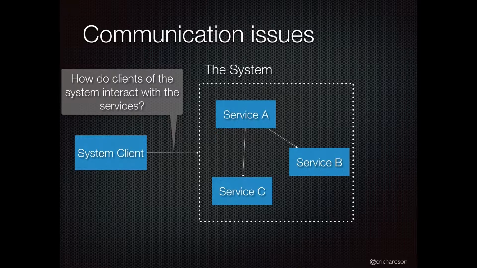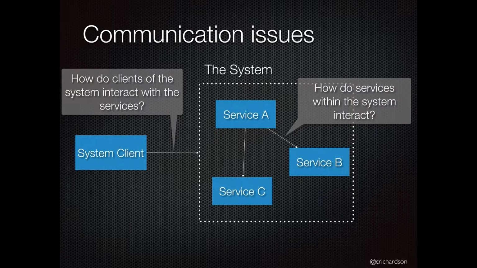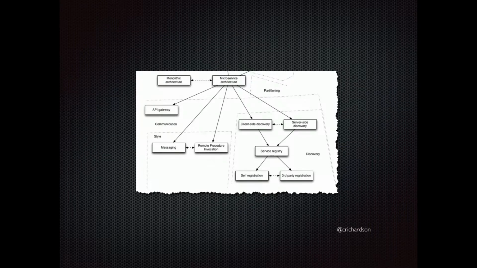in a later segment. And then, within the system, there's just the issue of, well, services need to communicate with one another. How do they do that? What kinds of mechanisms do they use? How do they find out the network locations of one another? So there's quite a few patterns that I'm going to discuss.